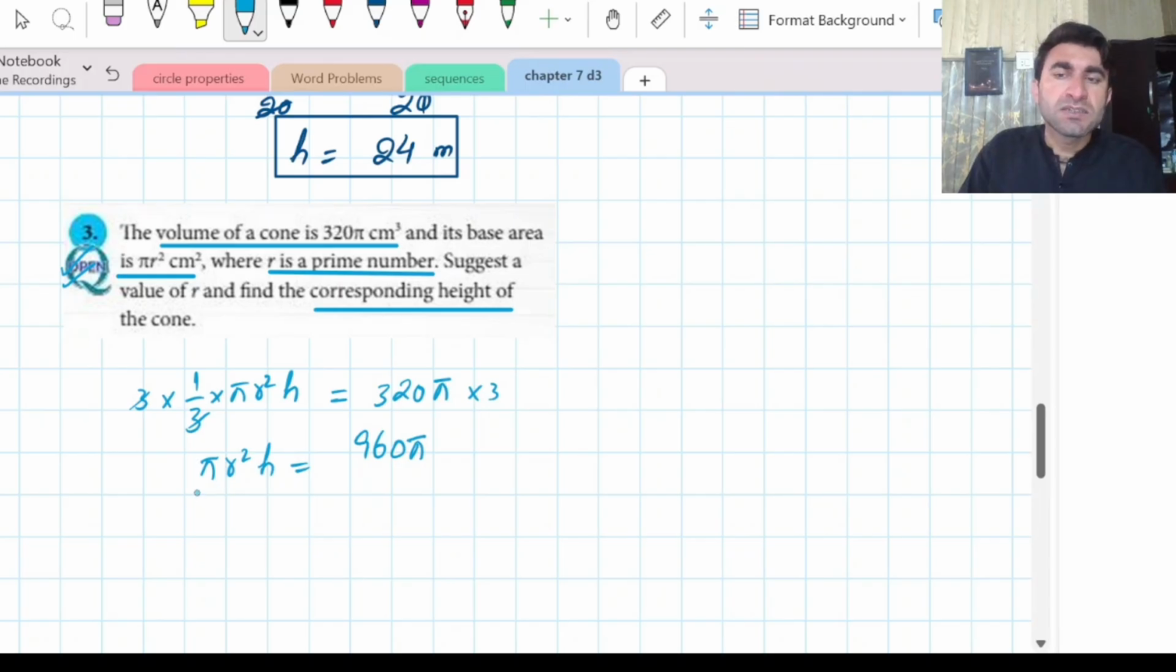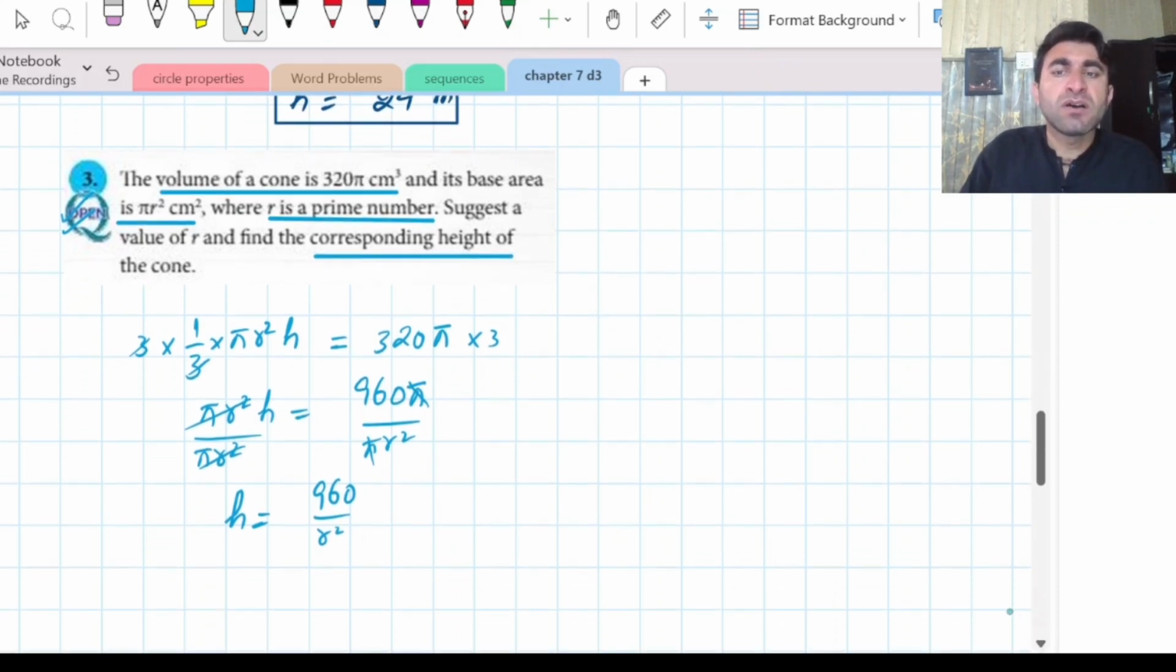Now let us divide both sides by pi r square, and here we are left with h, and pi is cancelled out, and 960 divided by r square is the value of h. Now we suppose some value of r, as it was given that we suggest a value of r, and r is a prime number.